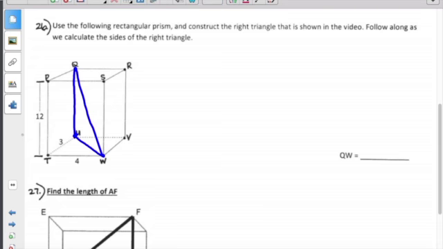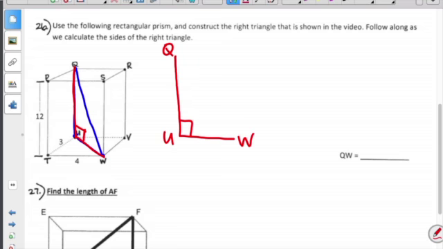And again, just like before, we have a line that goes straight up and down to the base of our rectangular prism or box. And then we have a line that goes from one side to the other side. So that right there is your 90-degree angle. That doesn't look like a good box. Okay, that is our 90-degree angle. So let's draw that triangle. Okay, so that's Q on the top, U on the bottom, W down here on the right, and our hypotenuse.